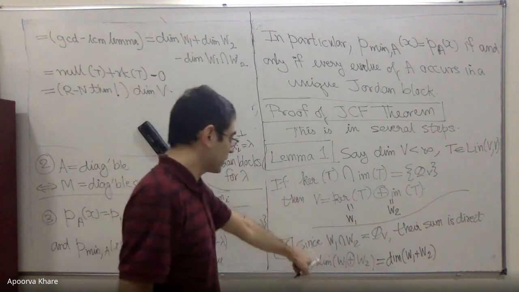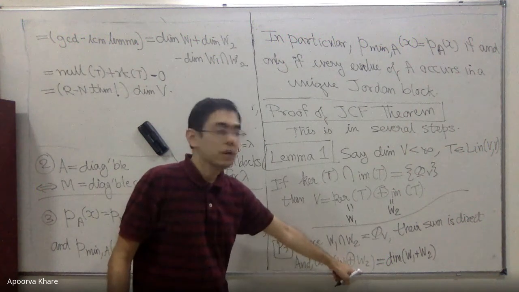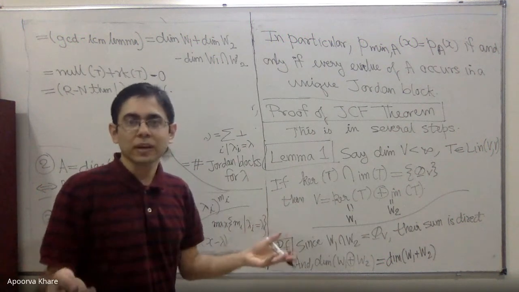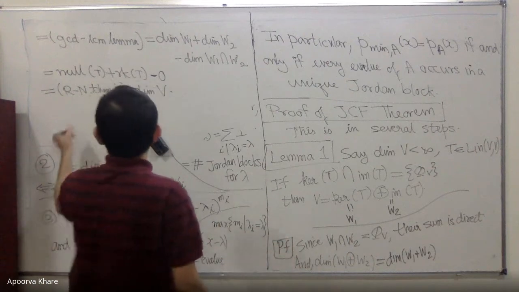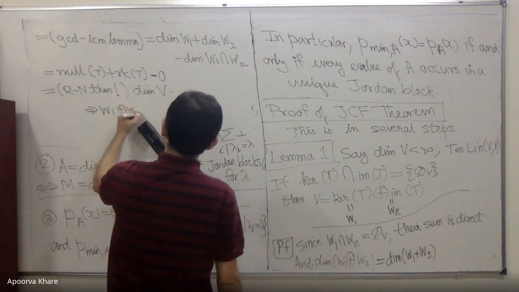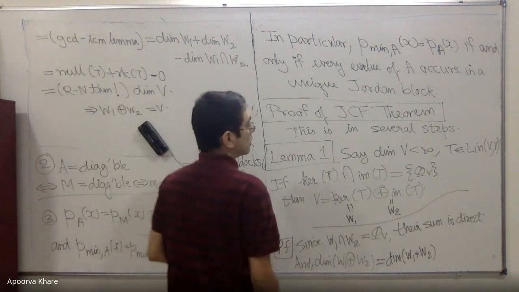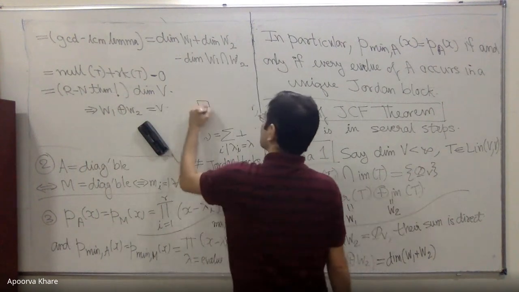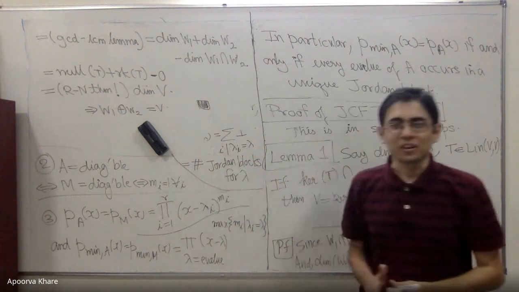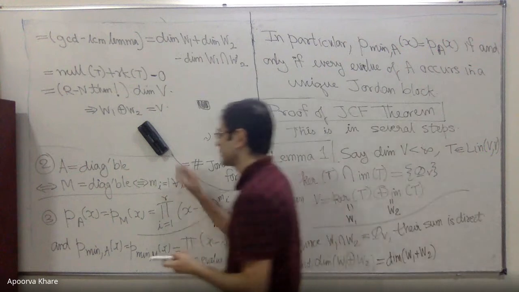So here you have a vector space, W1 direct sum W2, which is a subspace of V, and the dimensions agree. Therefore, W1 direct sum W2 must be V. So that is the lemma. It's not small by any means, the proof, but there's one trick: you have to use the rank nullity theorem.